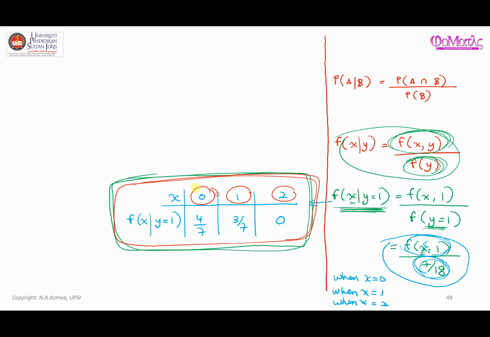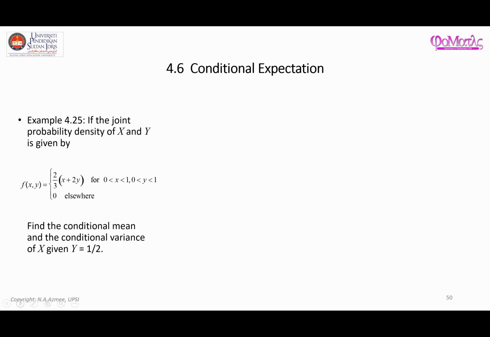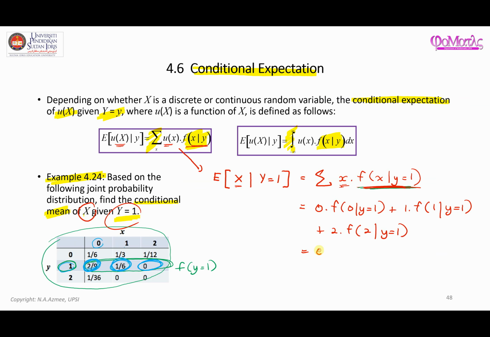So for this one, 0 times this guy, because when x is 0, the value is 4 over 7. When x is 1, the value is 3 over 7, and so on. So we're just going to use all the results given in the table. 0 times 4 over 7 plus 1 times 3 over 7 plus 2 times 0. And so the final result of that is going to be equal to 3 over 7. So that's the conditional mean of x given y is equal to 1.